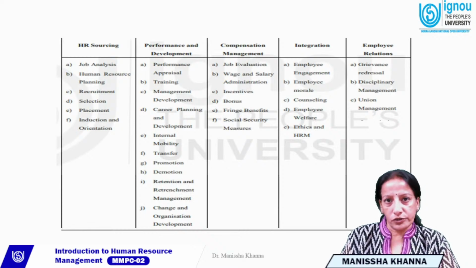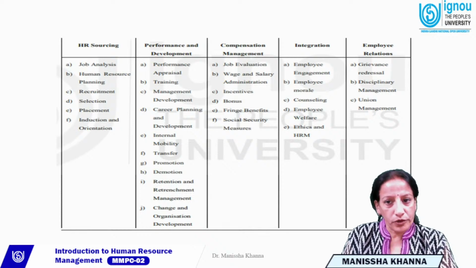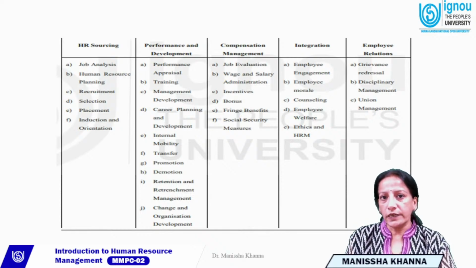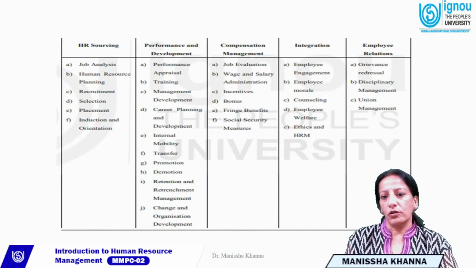Then comes compensation management. Compensation management directly relates to job evaluation, wage and salary administration, incentives, bonuses, fringe benefits, the perks which are given, rewards, and recognitions in financial terms. Then comes integration, again an operative function, which involves the integration of all the employees and relates to employee engagement, employee morale, counseling, and employee welfare.